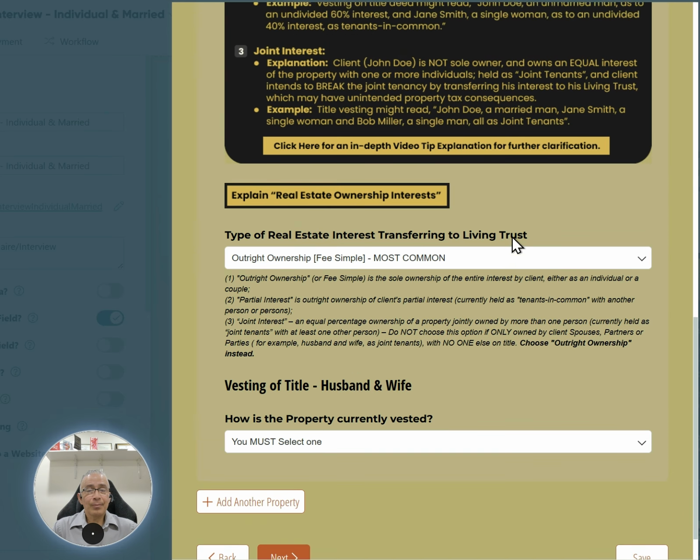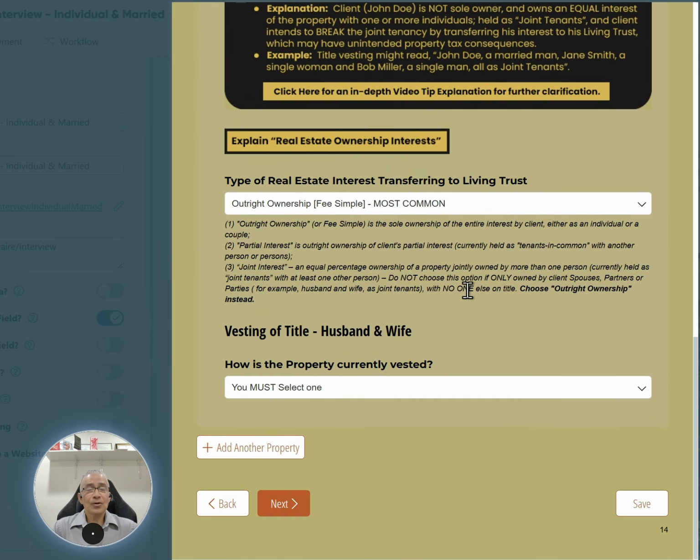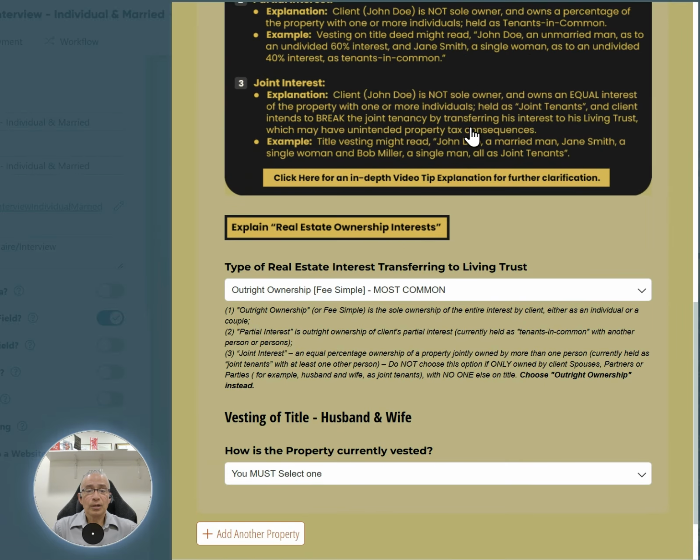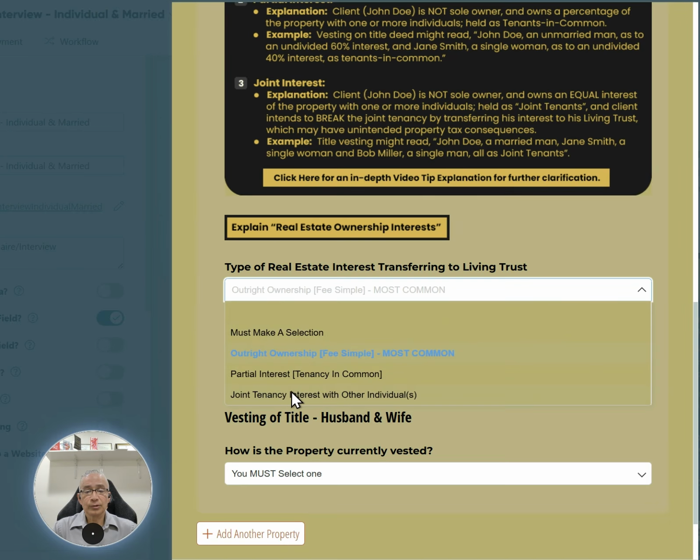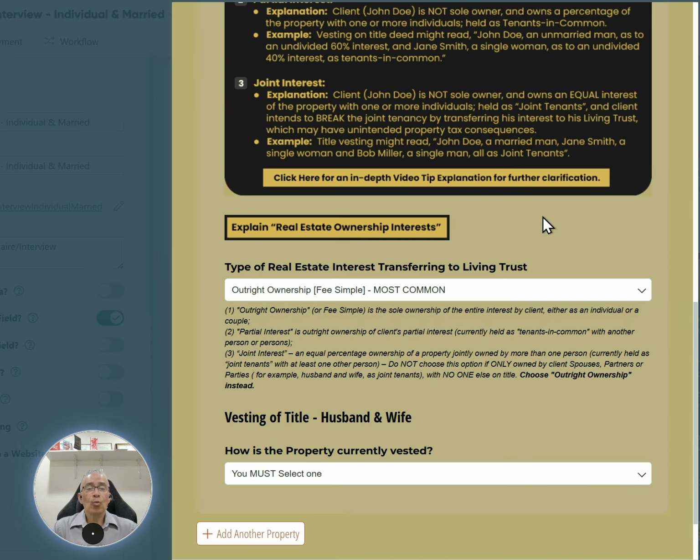Again, using that same example when it comes to joint interest: if it's ownership between, let's say, the husband and the brother-in-law, or the husband and one of his brothers or sisters, or the husband and one of the children, that would be option number 3, joint interest with other individuals. So joint interest with other individuals applies when there's a joint tenancy and there are other people besides the clients on the title. That's where number 3 would kick in, if it's easier to understand that way.